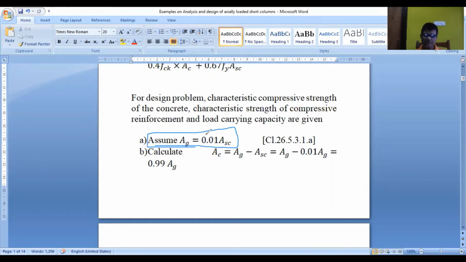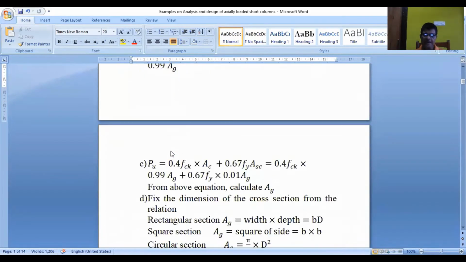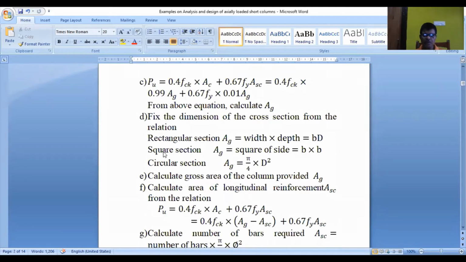So here for easy calculation, yes, we have taken 1% of this area. 1% means 0.01. So you can see this clause 26.5.3.1.8. Now, if you find the steel area is equal to 0.01 AG, that means now we can find the concrete area. Concrete area is equal to gross area minus the steel area. So AG minus 0.01 AG will be 0.99 AG. So in this way, you can find out this concrete area.